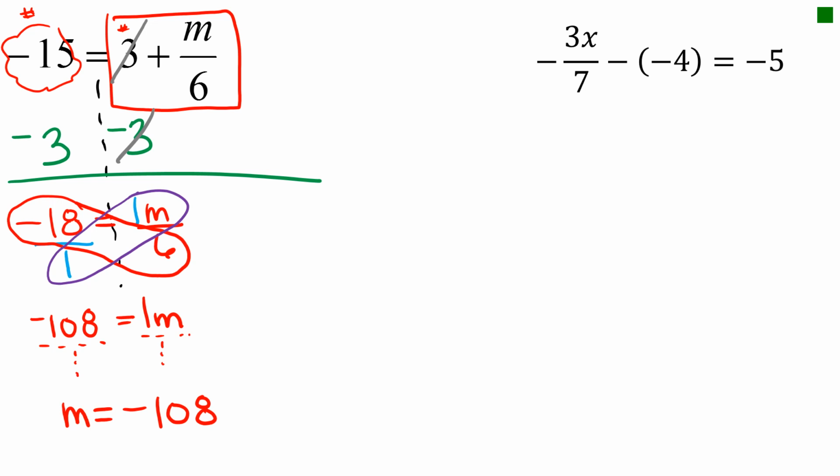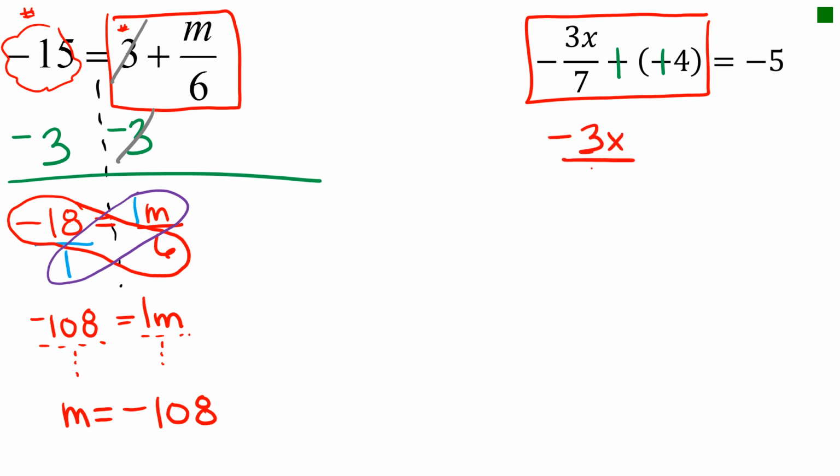On the second problem over here, the left side, we're back to the left side having the plus or the minus, but oh, look, it has a minus negative. Anytime you see minus negative, you change that to plus positive. So we have negative 3x over 7 plus 4 equals negative 5. Now look what I did there. First of all, I changed the minus negative to a plus, and I moved that negative up to the numerator, so I made it negative 3x.